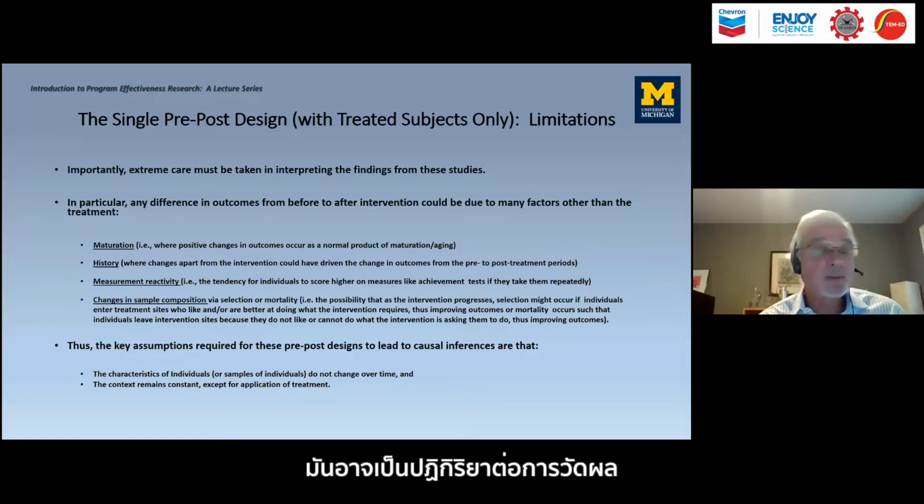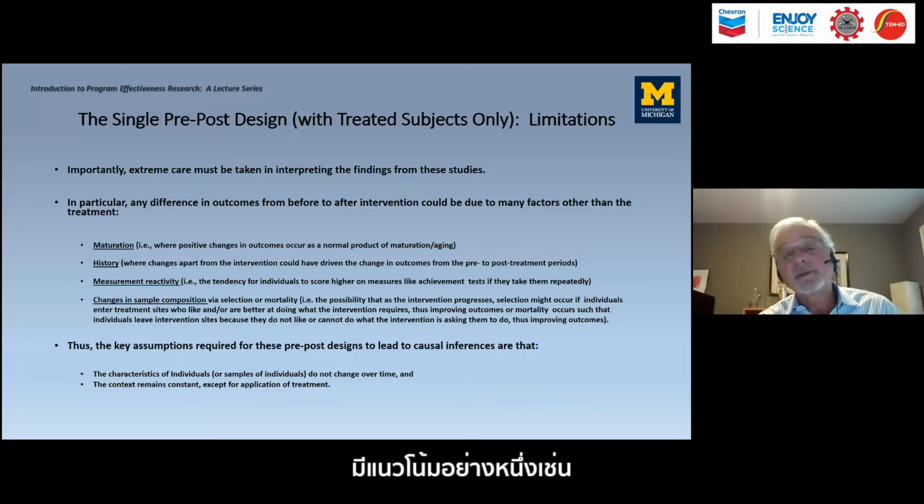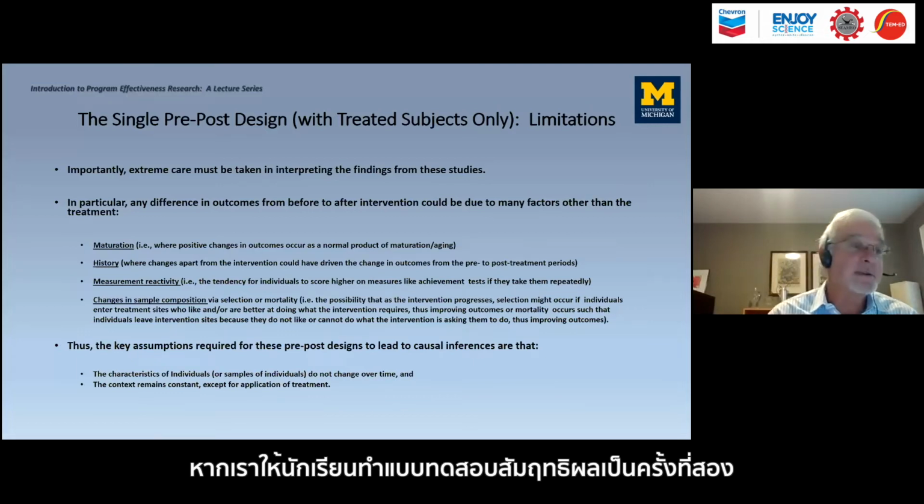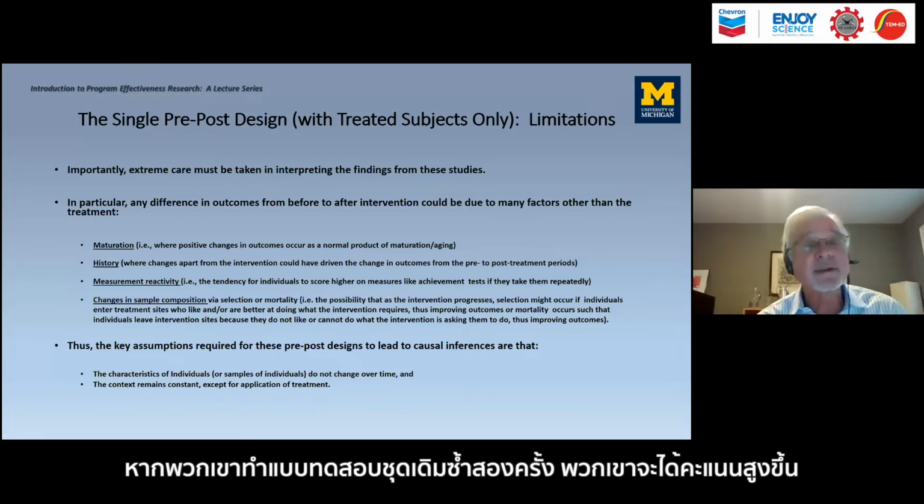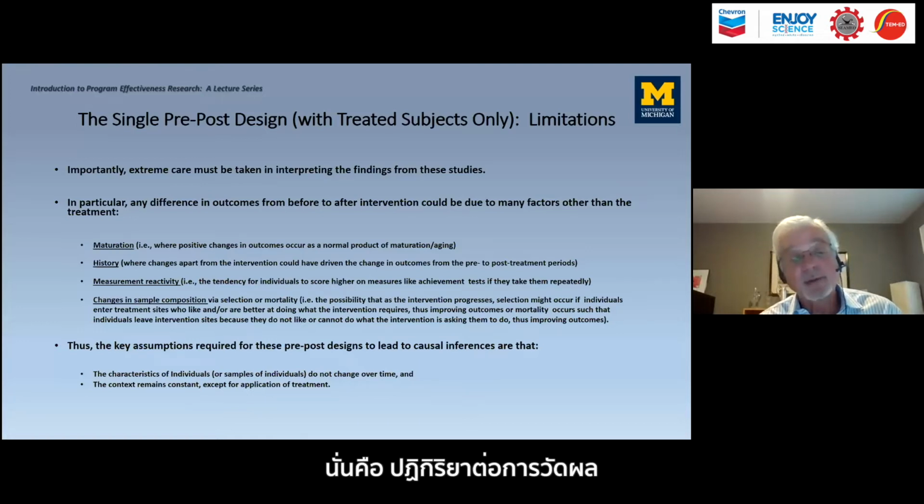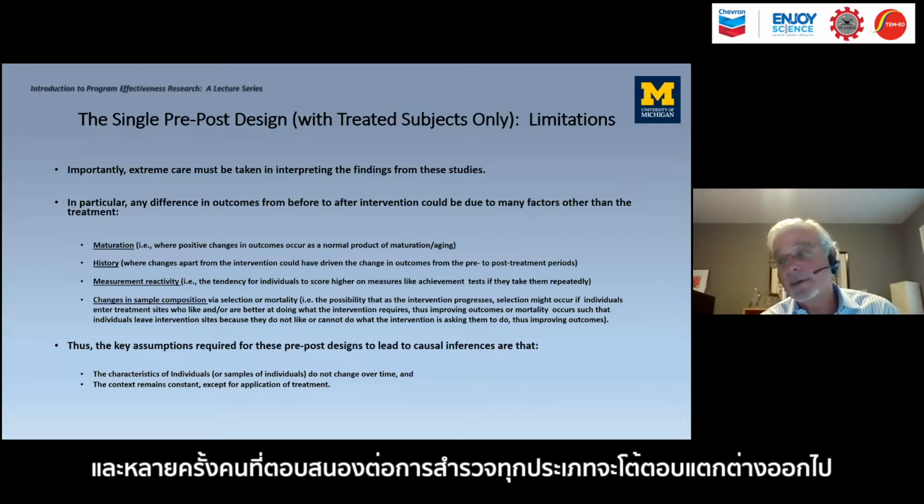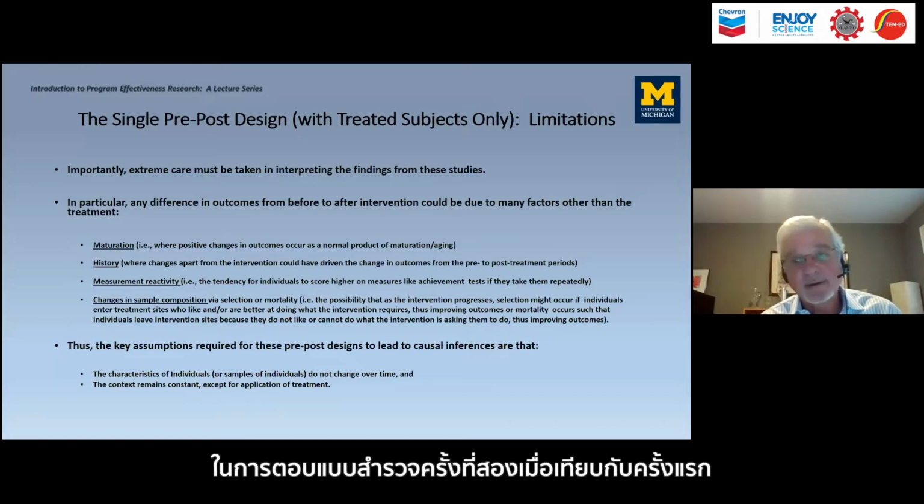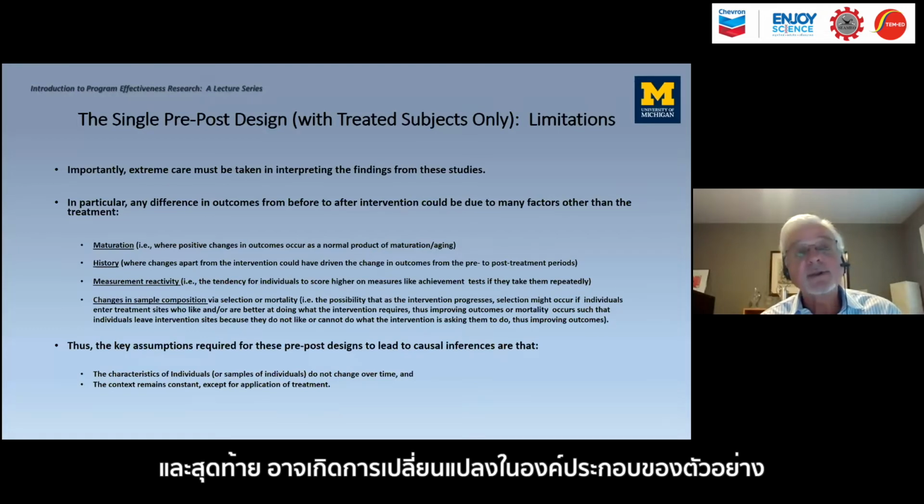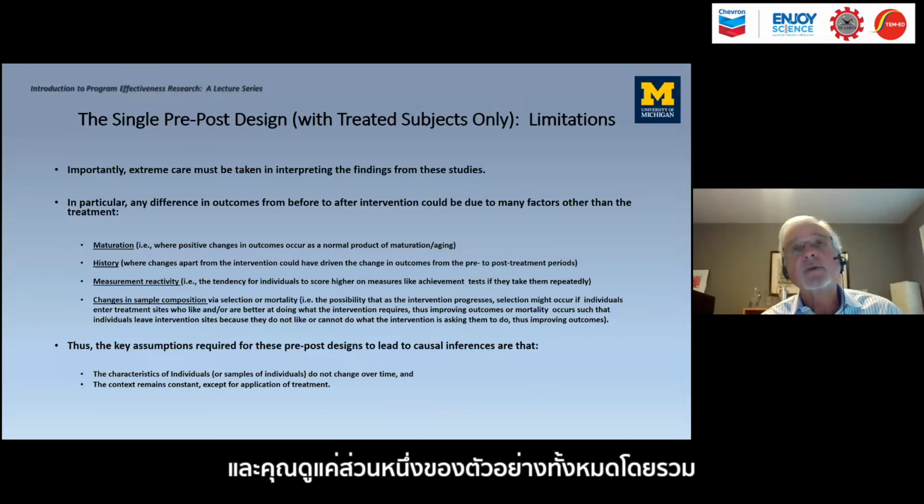It could be measurement reactivity. There is a tendency, for example, if we give achievement tests to students, that the second time around, if they take the same test twice, they're going to score higher. So that's measurement reactivity. And many times people who respond to all kinds of surveys will react differently the second time they take the survey than the first time. And finally, there could be changes in sample composition, and you look only at a part of the whole sample.